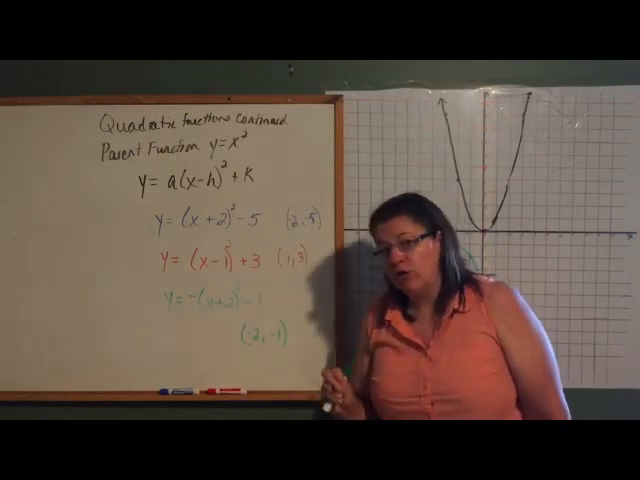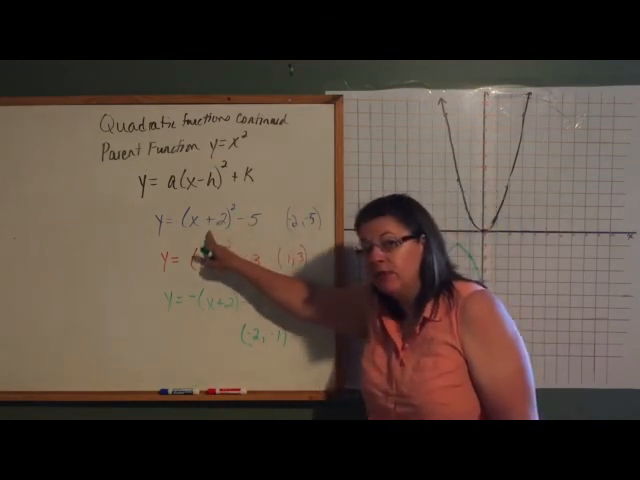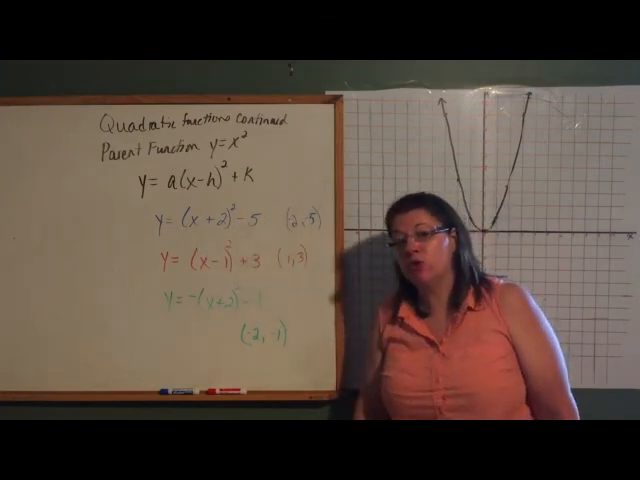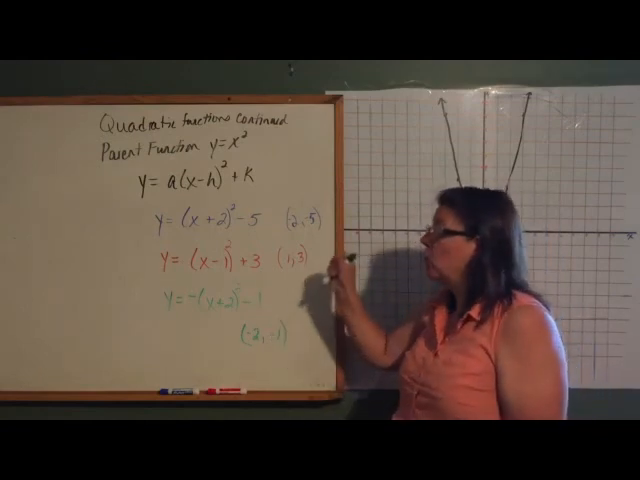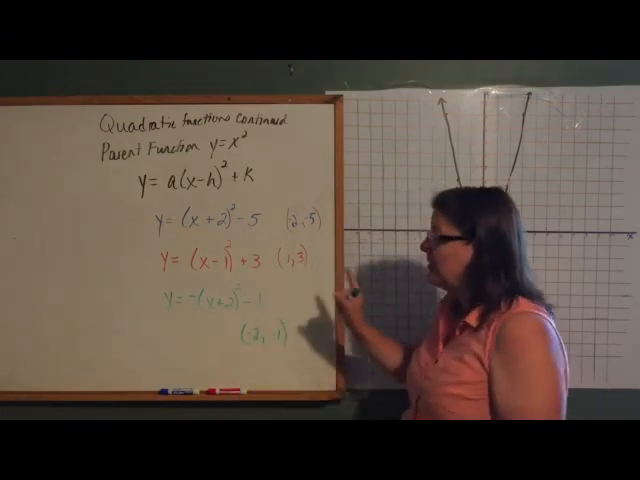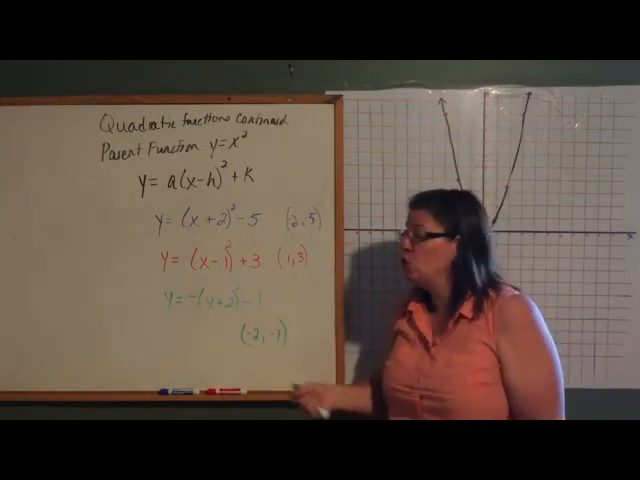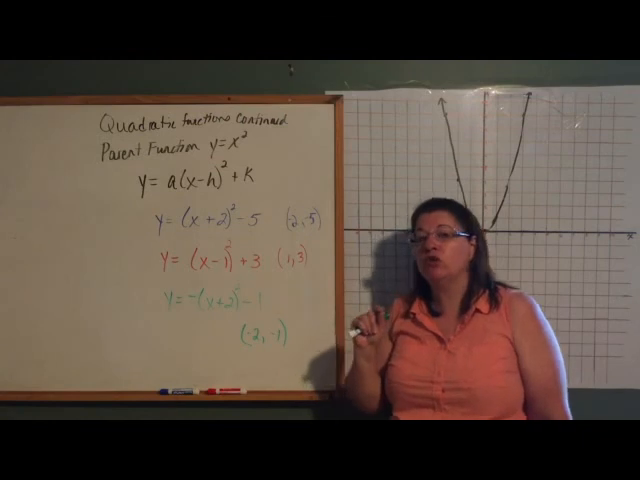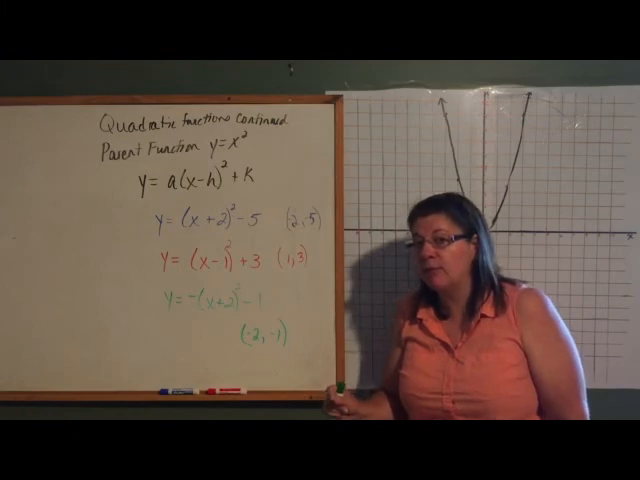Because parent functions for other graphs work exactly the same way. Whatever is on the inside tells you to go right or left, opposite what you would think. Whatever is outside tells you to go up or down. So, as we're going through different functions throughout the year, that will never change. You are going to see that over and over and over again. And in Algebra 2, that is one of the main things you need to take from Algebra 2. Because when you get to pre-cal and calculus, you have to be able to graph this stuff quickly. Okay? And knowing that little bit of information is going to really help you graph things and interpret graphs quickly. And that's extremely important as you head forward.